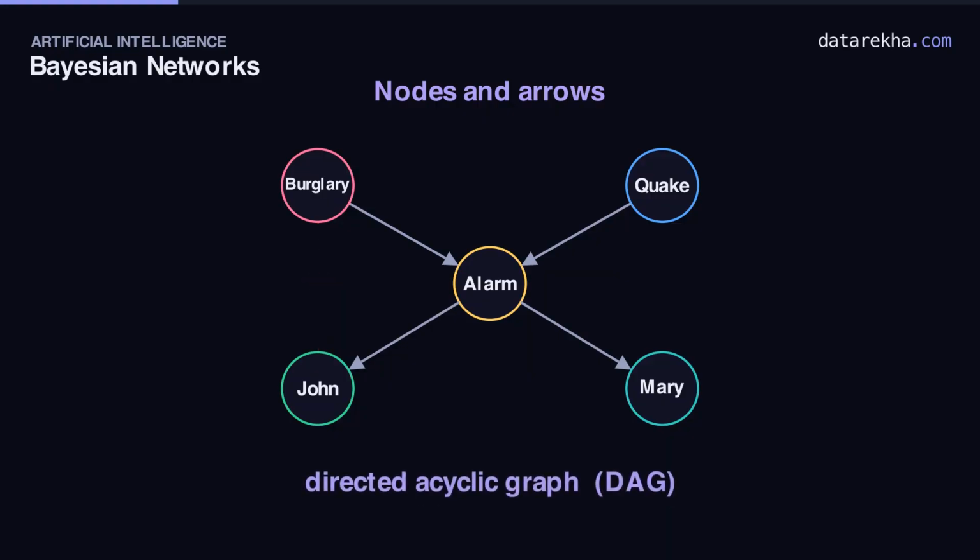One rule keeps this honest. The arrows can never form a loop. That makes it a directed acyclic graph, a DAG. Follow the arrows and you always move forward, never in a circle.